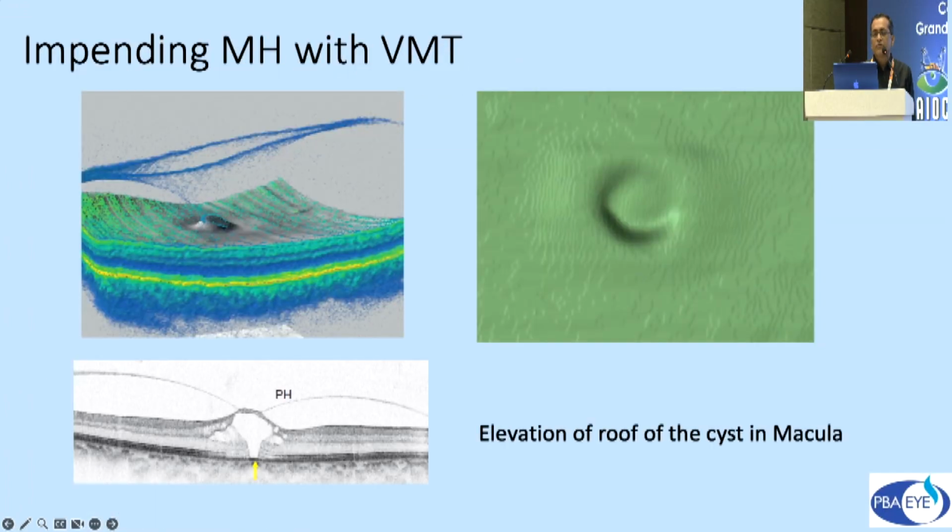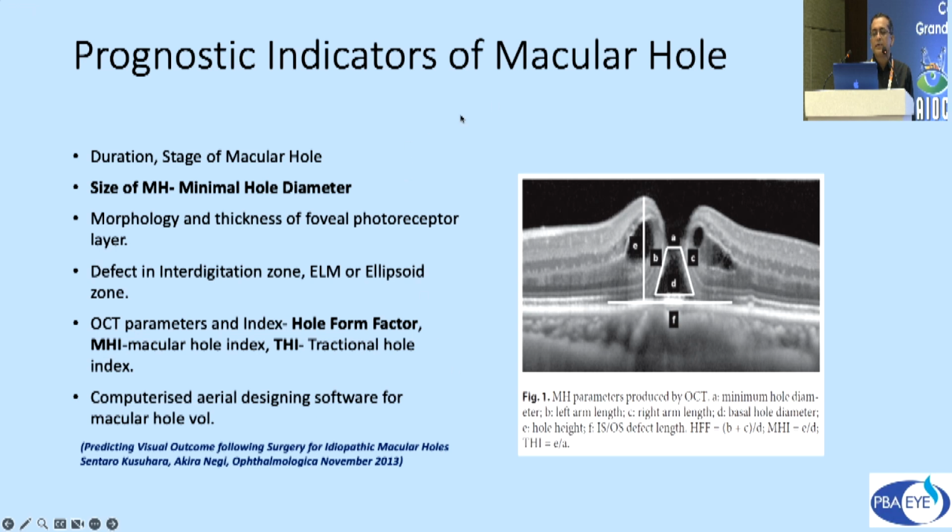These are the photos of impending macular hole, and prognostic indicators of macular hole. It is said that the size of the macular hole and the minimum hole diameter is the most important prognostic indicator. Then there are also reports about duration, morphology and thickness of foveal photoreceptor layers, defect in the interdigitation zone, external limiting membrane or ellipsoid zone, and then hole forming factors, macular hole index, and tractional hole index. Also some computerized area designing software is there.